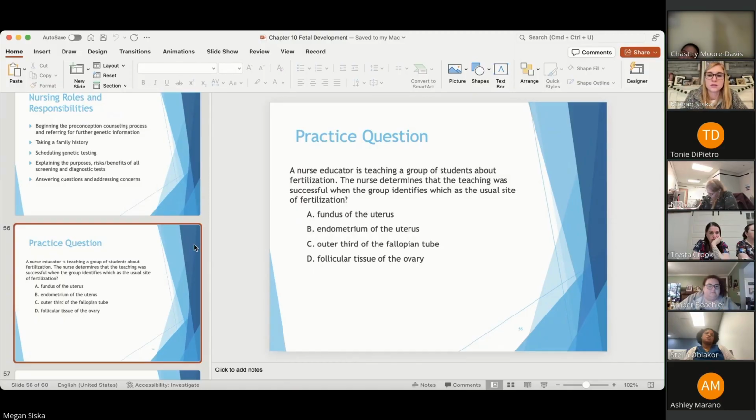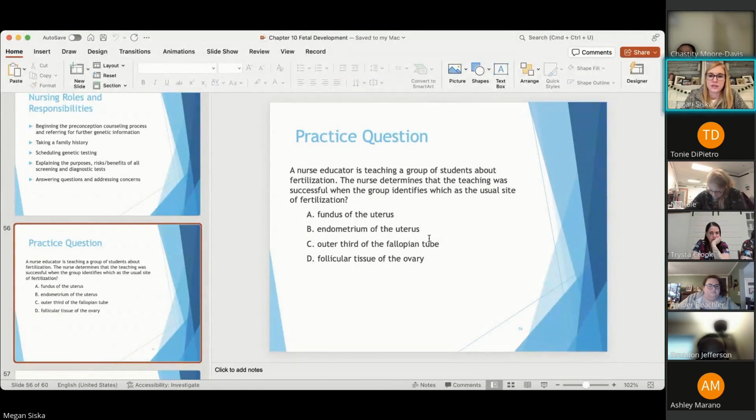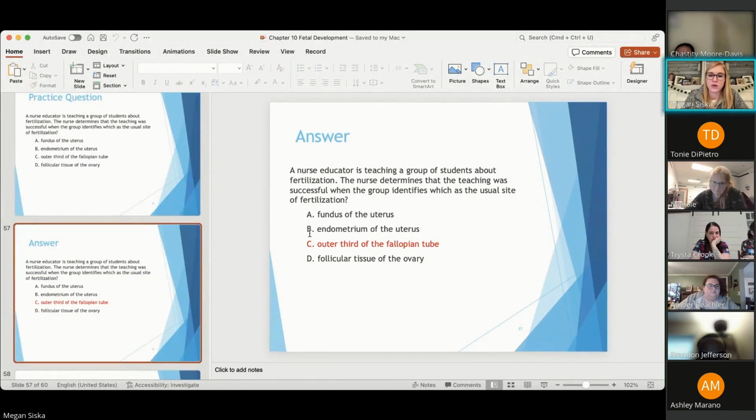What do you guys think? Sperm and egg, where do they meet? I've got some C's here in the chat. Yes, it is C, the outer third of the fallopian tube, or that ampulla. So remember that little picture of my little eggy and my little spermy, and they met in the fallopian tube.